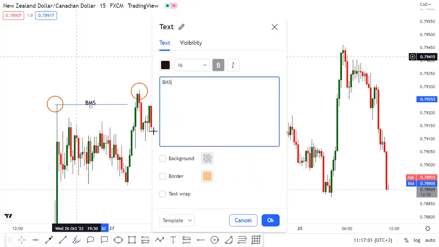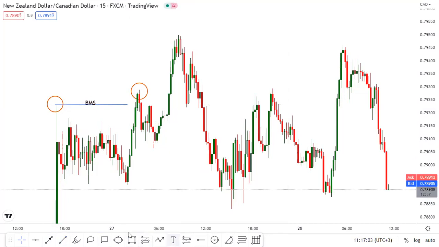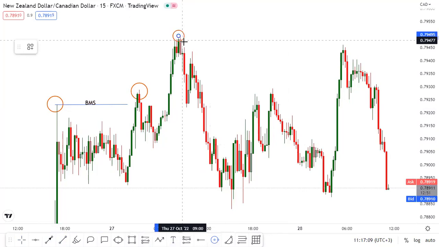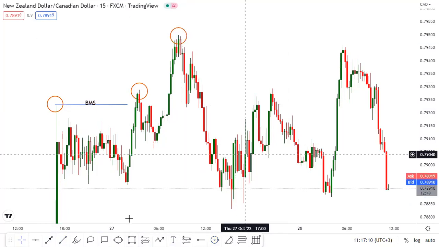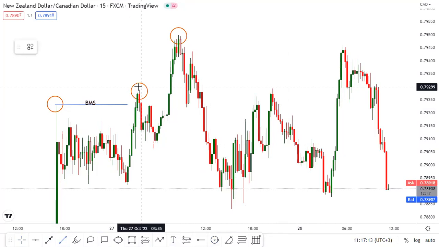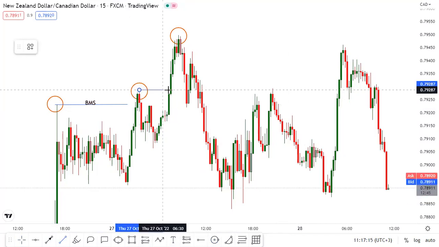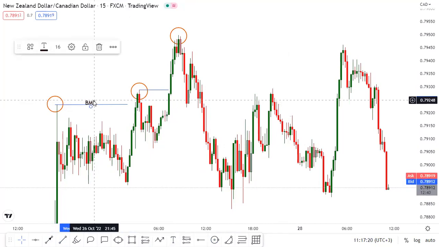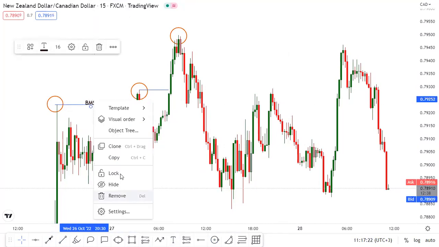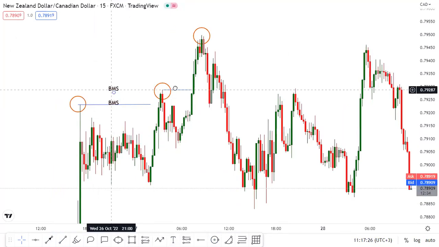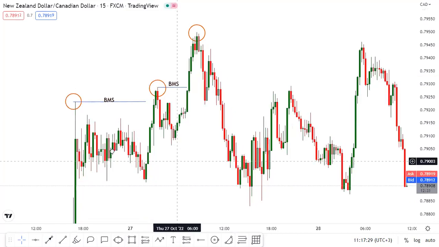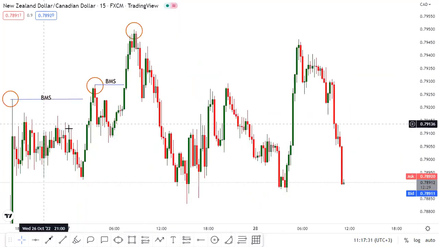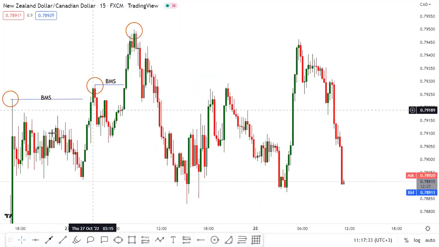Break of market structure. Also, you can see here, we had another high here. As you can see, price broke here. This point was broken. So this also becomes a break of market structure. Now you can see that we kept on breaking structures, but what happened?